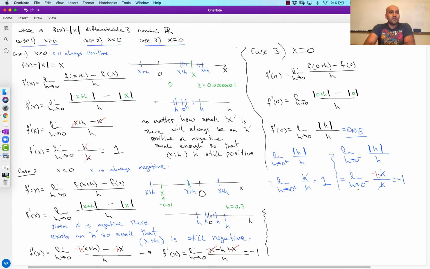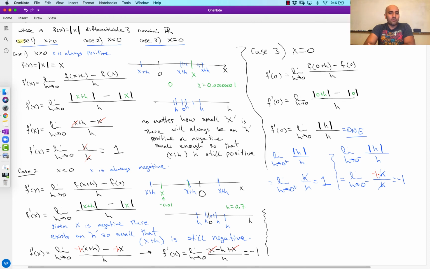Okay, so let's recap. Given the absolute function, the function f of x equals the absolute value of x, and we're asked to establish when this function is differentiable. We can see that the domain of this function is all real numbers, right? We can always plug in any real number into the absolute value function, and we get a valid result. So to figure out when it's differentiable, I broke it up into 3 separate cases.